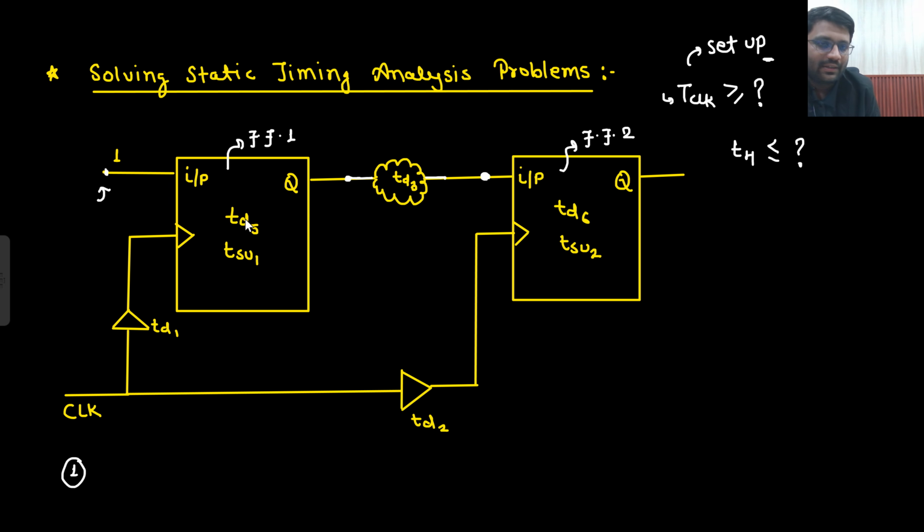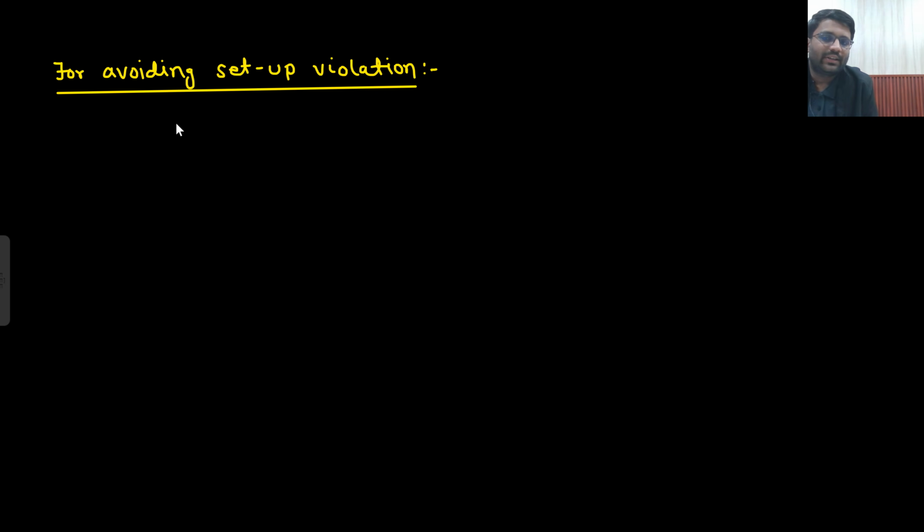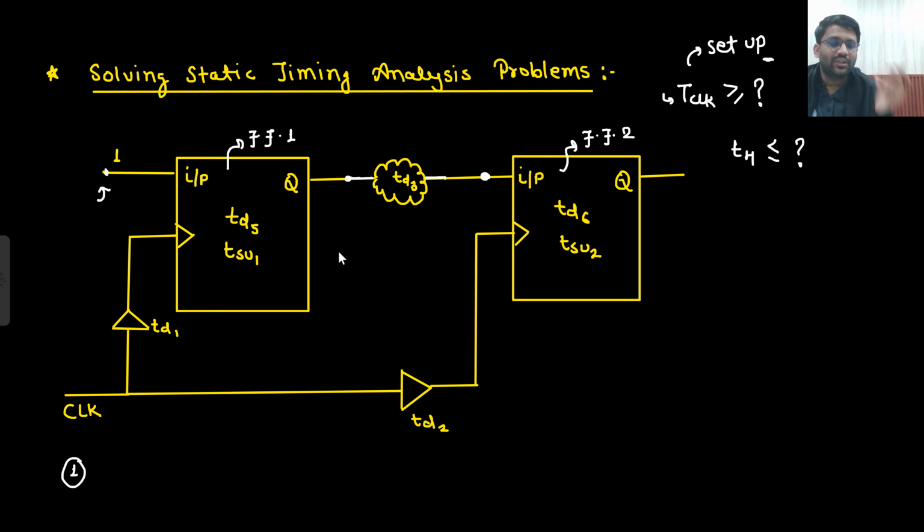TD1 plus TD5 plus TD3. So this input will be stable after TD1 plus TD5 plus TD3 seconds or nanoseconds, whatever it is. So to avoid the setup violation, this will be my clock equation: T clock should be greater than or equal to. Sir, how did this come? What is the logic behind that?